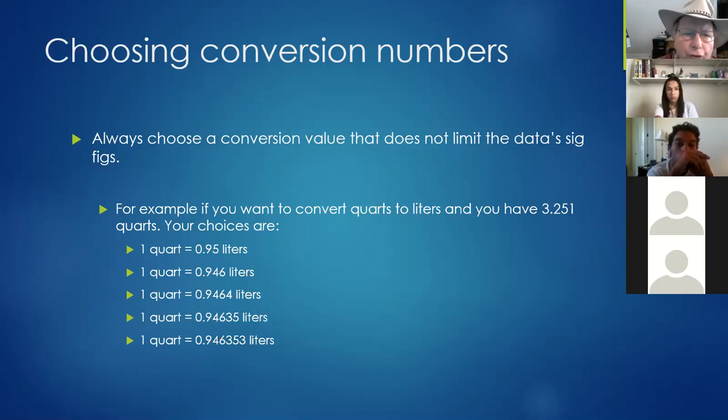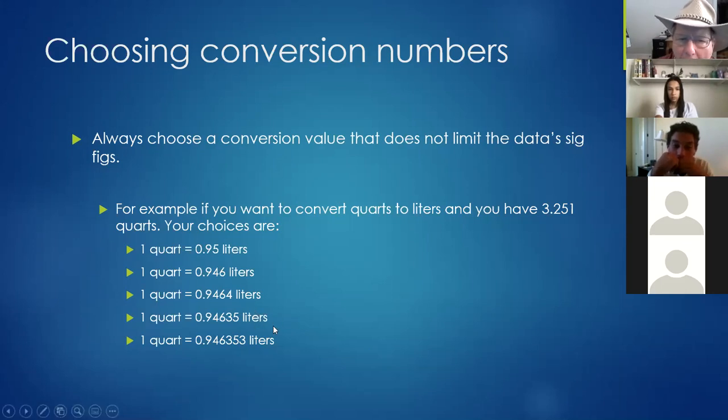If I'm choosing my conversion factor, I'm trying to convert quarts to liters, and I have my 3.251 quarts, that has 4 significant figures. So my answer should have 4 significant figures. So if I'm looking at these, which one am I going to choose, Gabe? 0.9464. I can choose that one.